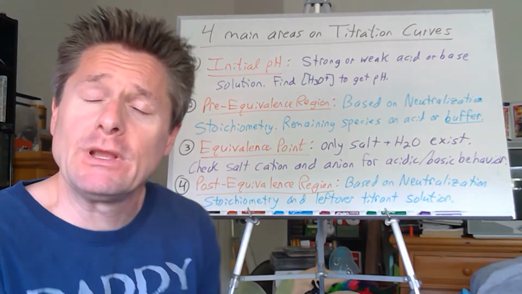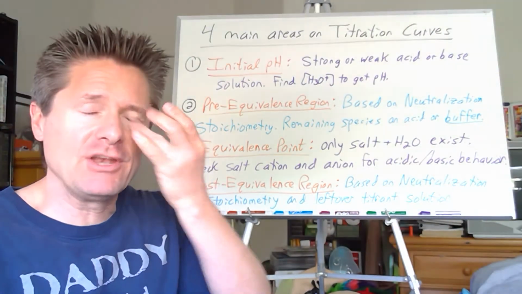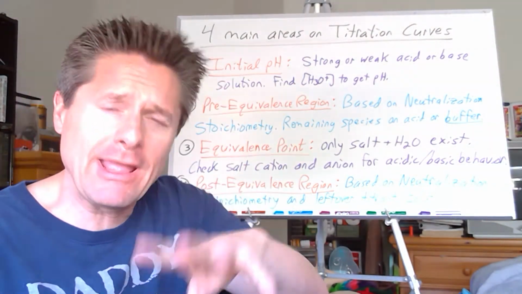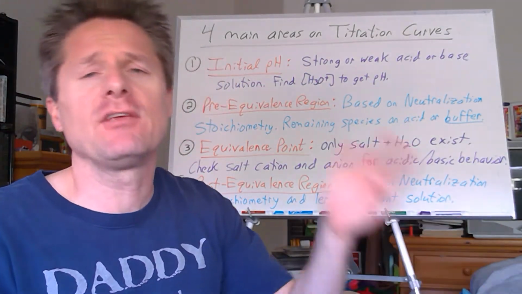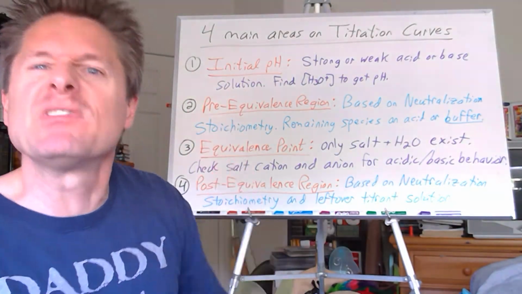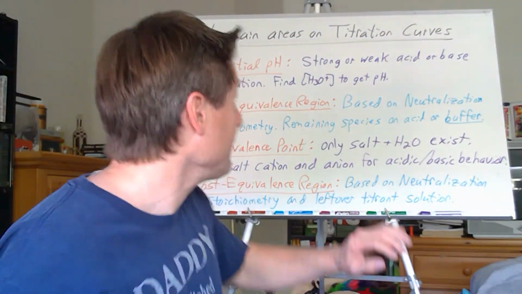Here are the 4 regions we looked at on the titration curve, and just a way to think about it. And again, we're going to do videos for each case: strong acid plus strong base titration, weak acid plus strong base titration, and so on. And we'll look at these in specific detail and do an example. That's going to take a video for each one.